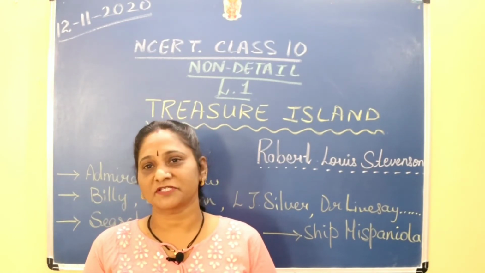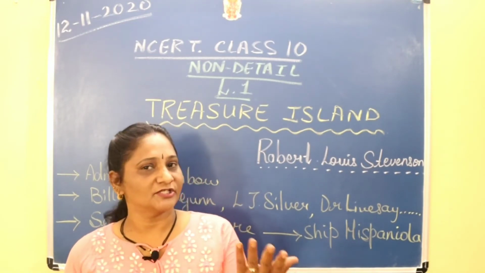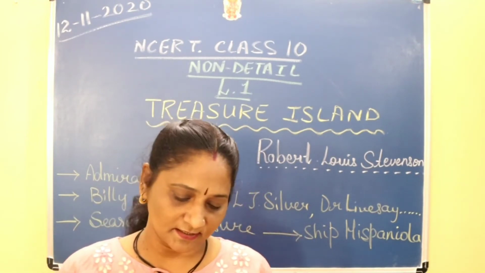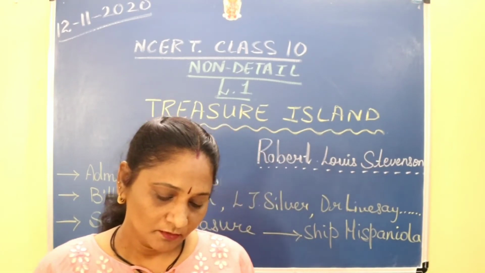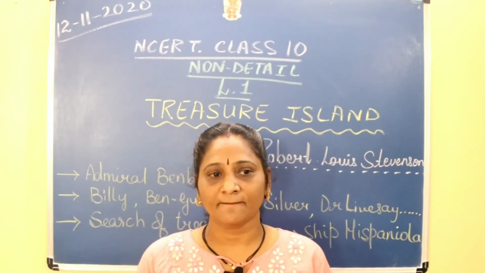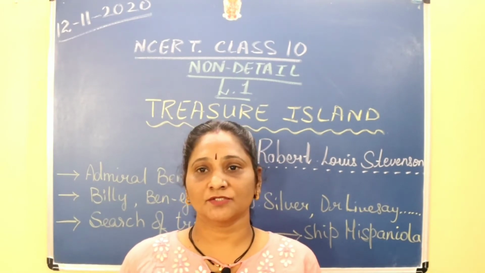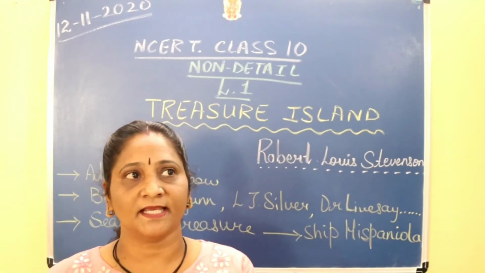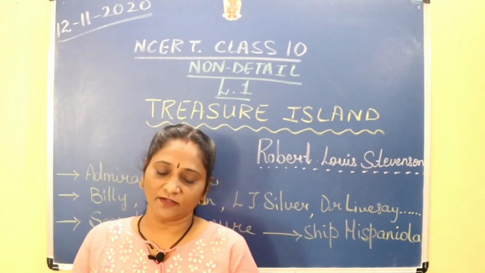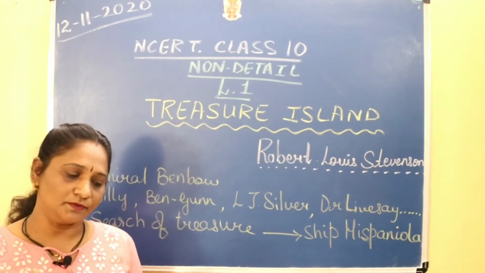This is a two-mark question. Why was Captain Smollett unhappy? For two reasons. One reason is that he was not given a chance to choose the new crew members. And the second reason is that though others knew, he did not know that they were sailing in search of treasure. That thing was kept hidden from him. Because of these two reasons, he was unhappy.